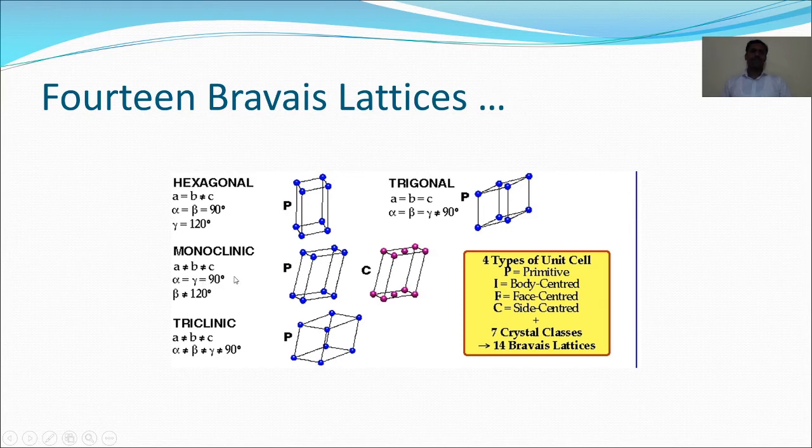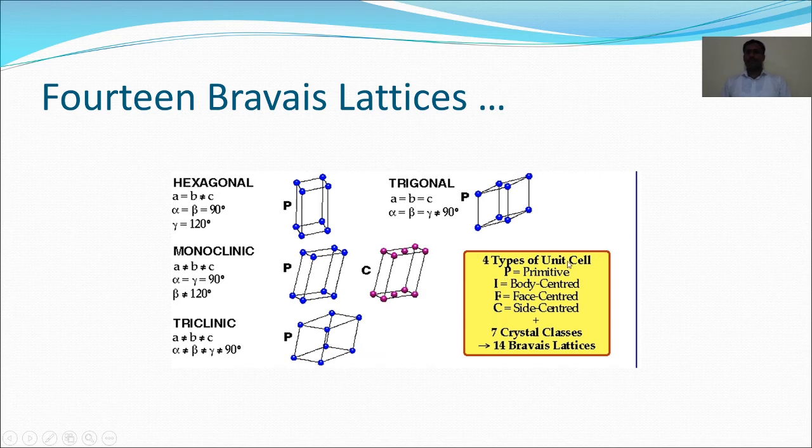For the monoclinic system, there are 2 types: simple monoclinic and end-centered monoclinic. In simple monoclinic, atoms are at corners only. In end-centered monoclinic, atoms are at 8 corners as well as 2 at opposite ends. In the triclinic system, there is only one possibility: simple triclinic, where atoms are at corners only.